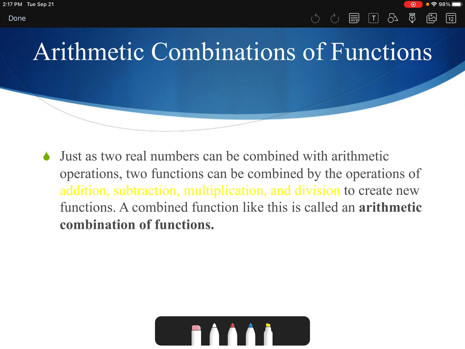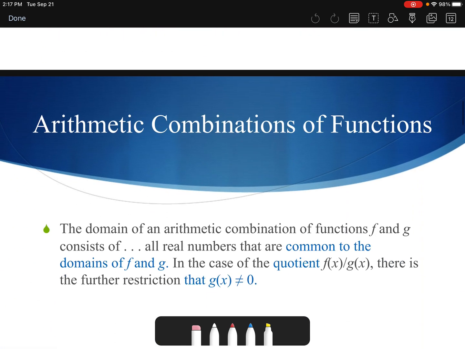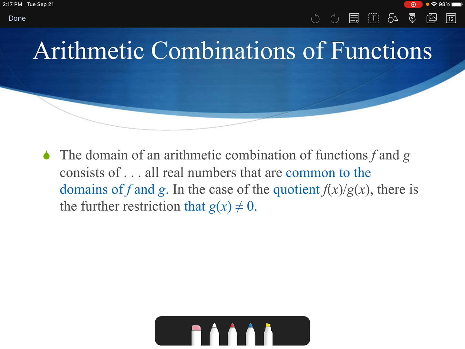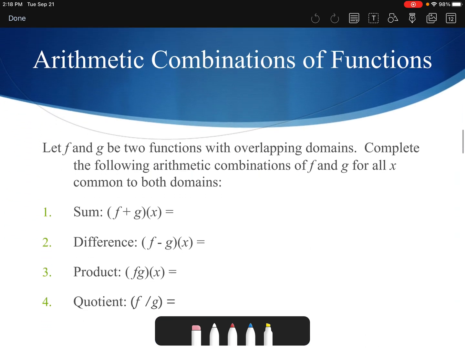So the first thing we're going to talk about is our arithmetic combinations of functions, and these simply are taking functions, adding them, subtracting them, multiplying them, and dividing them to create new functions. So the domain of an arithmetic combination consists of all the real numbers that are common to the domains of f and g. But in the case of the quotient f of x divided by g of x, you have to go a step farther and look at the restriction where g of x does not equal 0, which makes perfect sense because we cannot divide by 0.